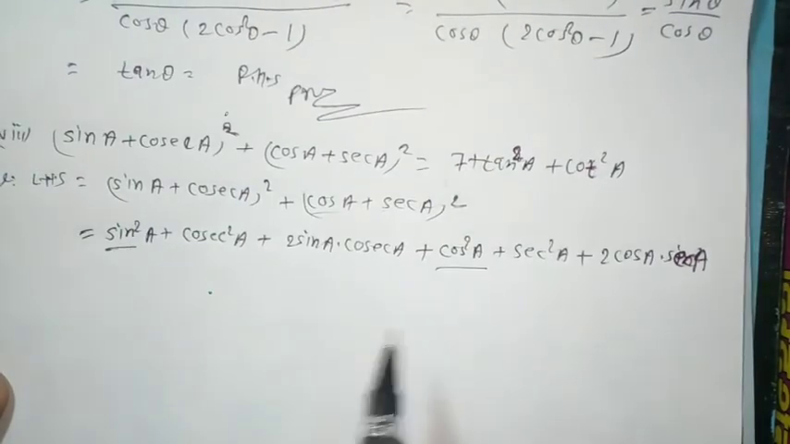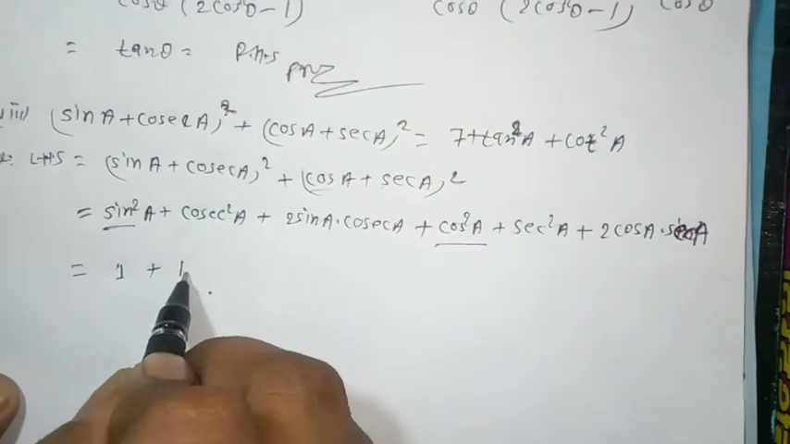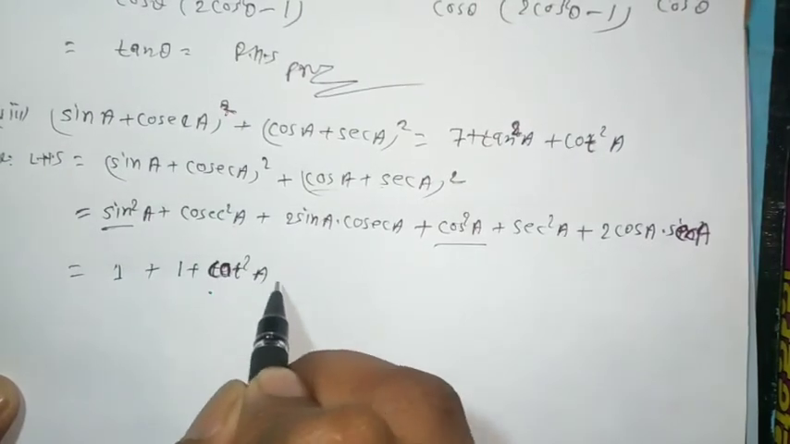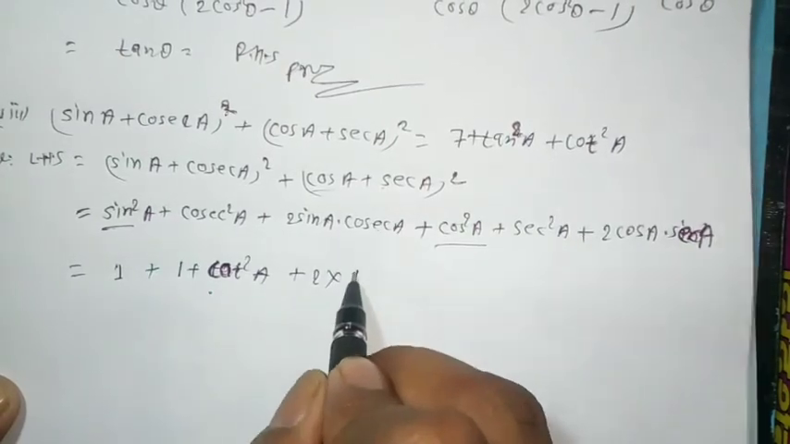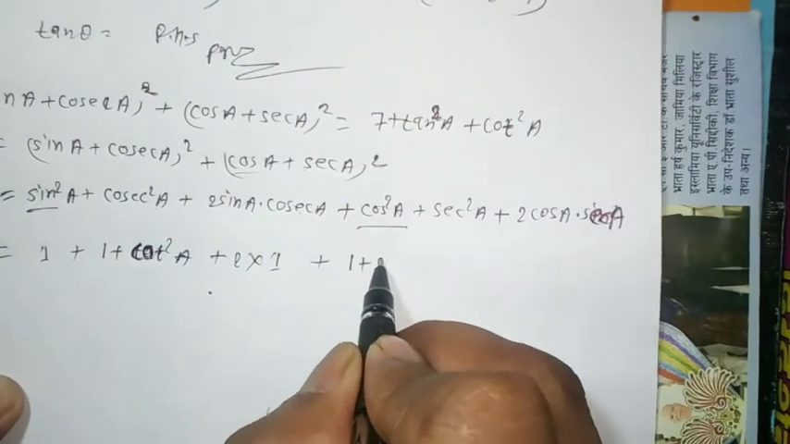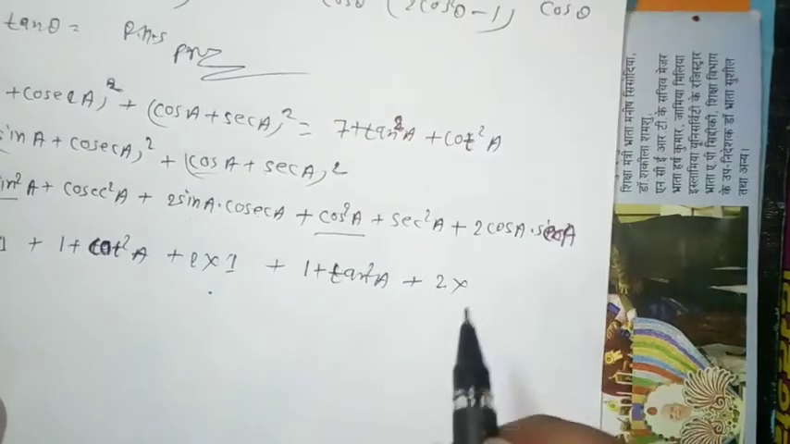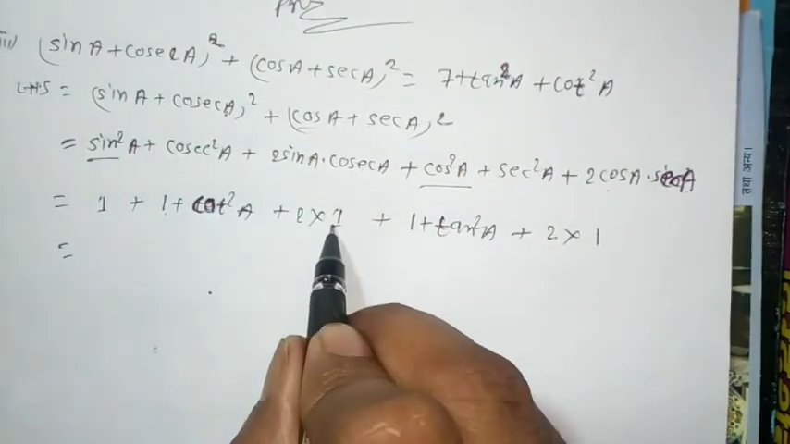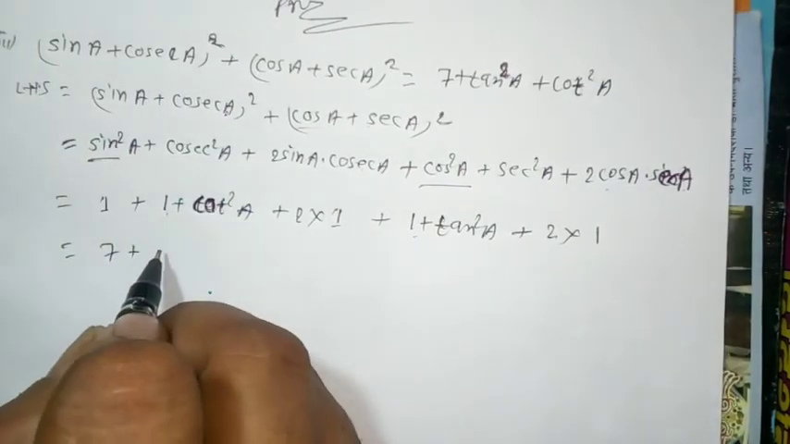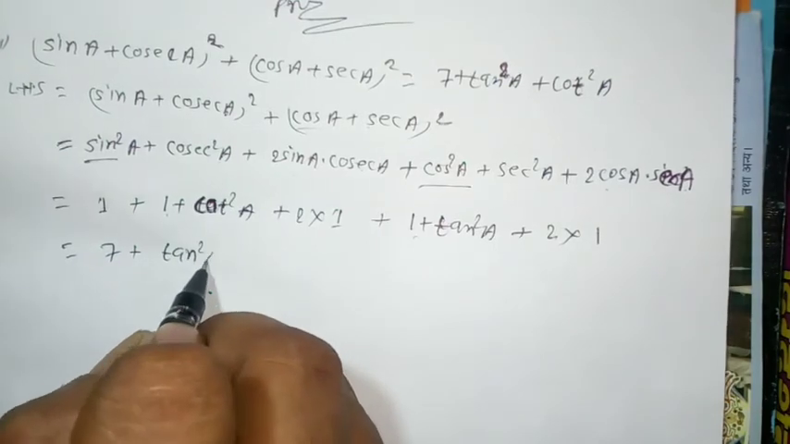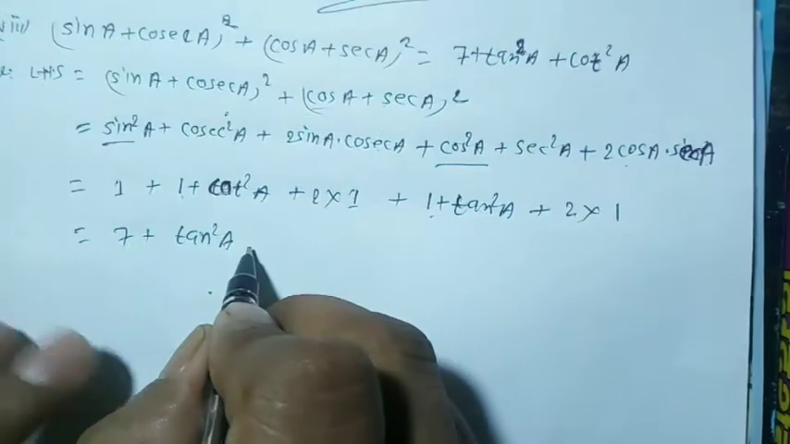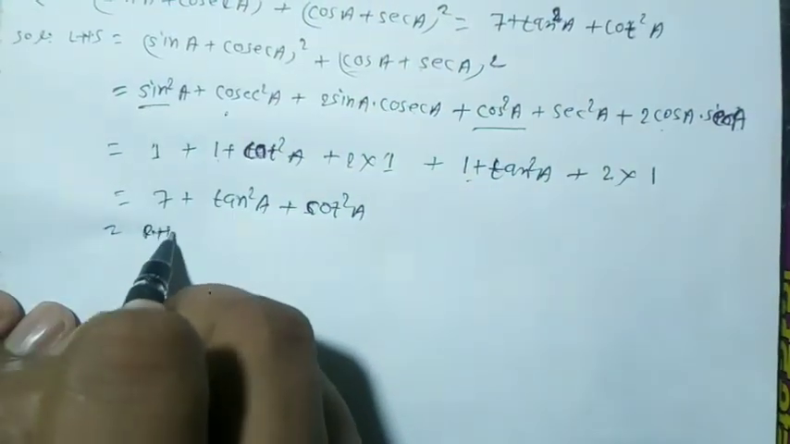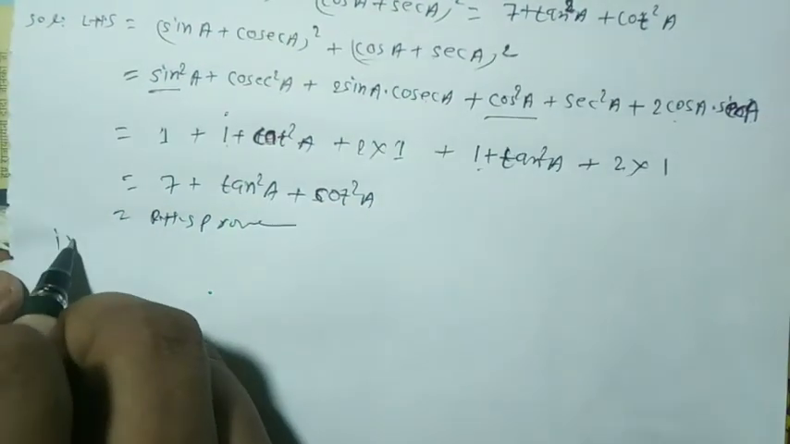sin² A + cos² A = 1, cosec² A = 1 + cot² A, 2 into sin A into cosec A = 1, sec² A = 1 + tan² A, 2 into cos A into sec A = 1. So 1 + tan² A + cot² A. RHS proved. The next question, question number 9.